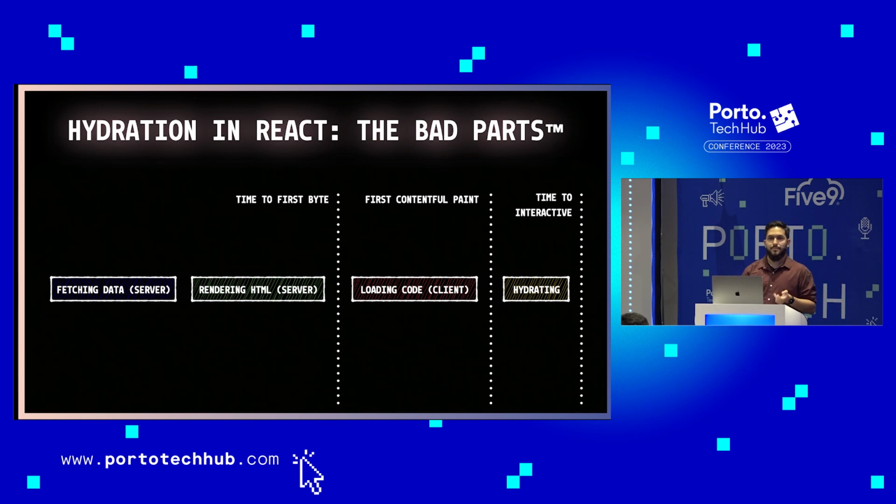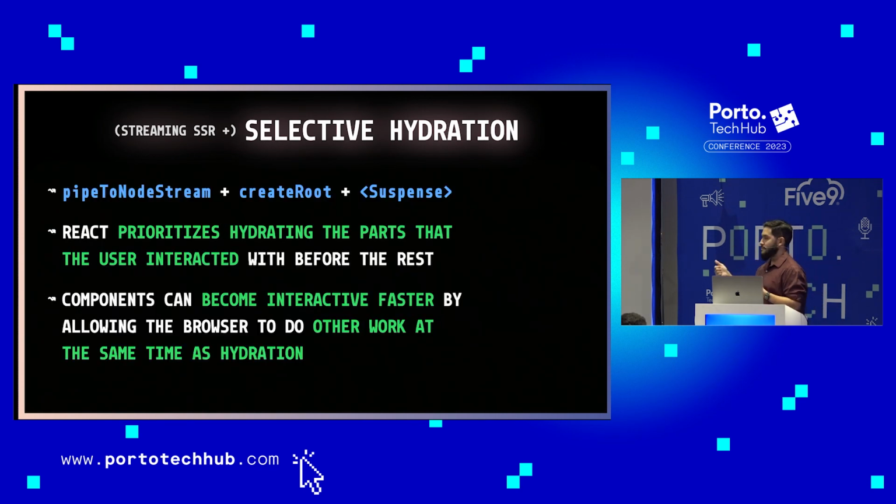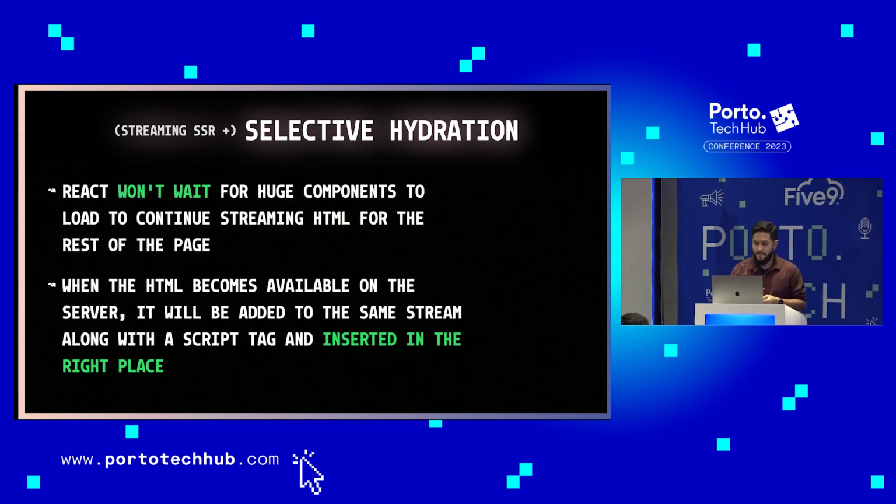With React 18, Streaming SSR and selective hydration, this moves into this. And what we have here is we're using pipeToNodeStream, this new API from React's Node server, with createRoot and Suspense. Basically, React is now able to prioritize hydrating the parts of the app that the user interacted with before the rest. And also, the components can become interactive faster by allowing the browser to do other work at the same time as hydrating the components.